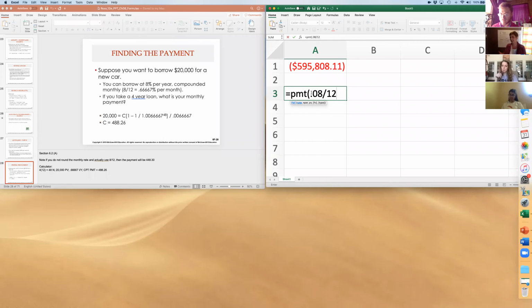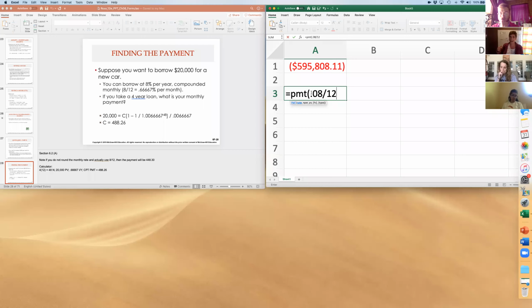Does everybody understand the fact that last time we did a problem, we didn't divide it by 12, and this time we are? Does everybody understand the reason why we're dividing it by 12? Because we're given an annual interest rate. That is R. They've not given us a monthly interest rate. They gave it to us in annual terms.